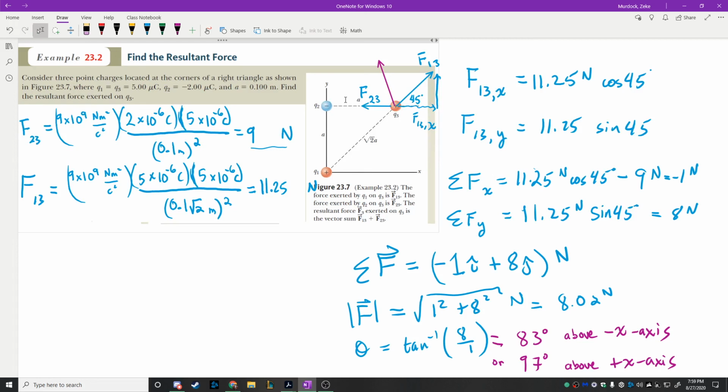Okay, any general questions? I think this is the last problem with Coulomb's law that we're going to do. And for the last hour of the class, we're going to talk about electric fields. So, yeah.